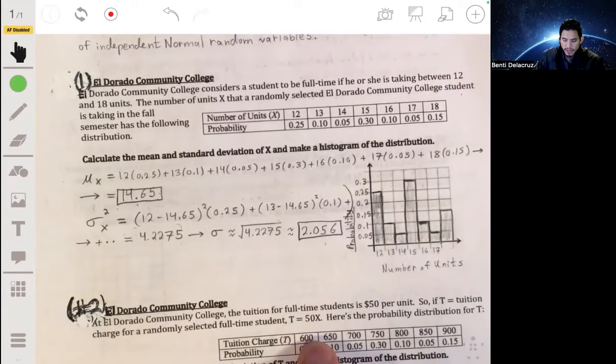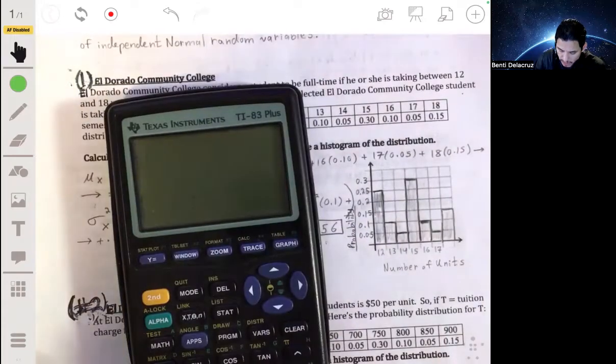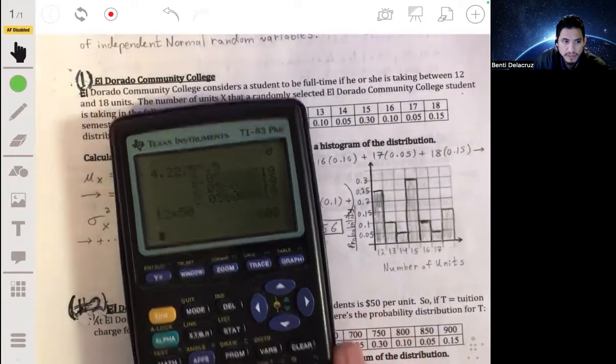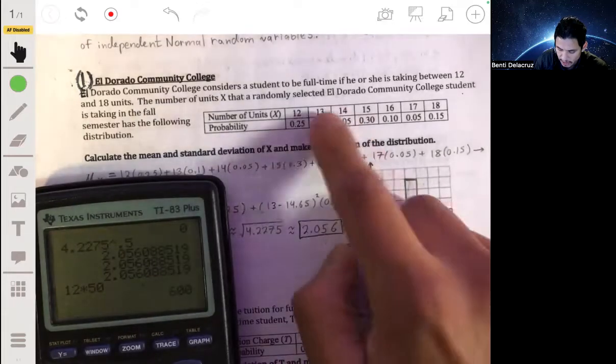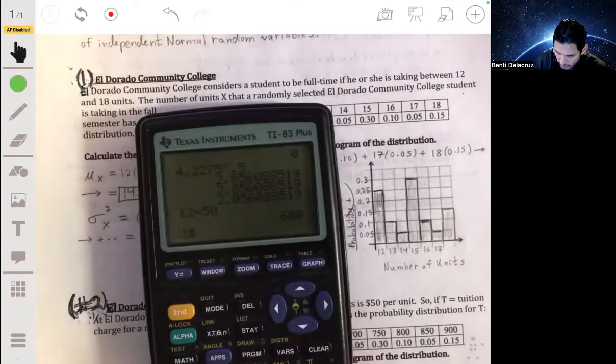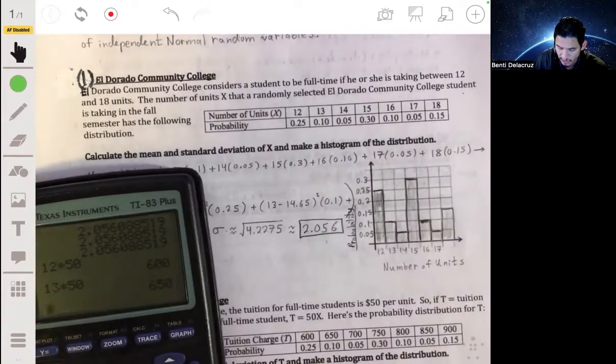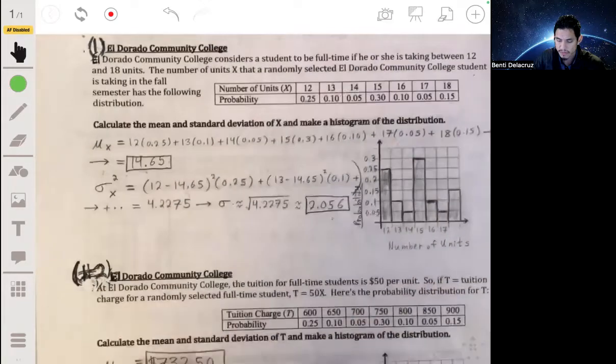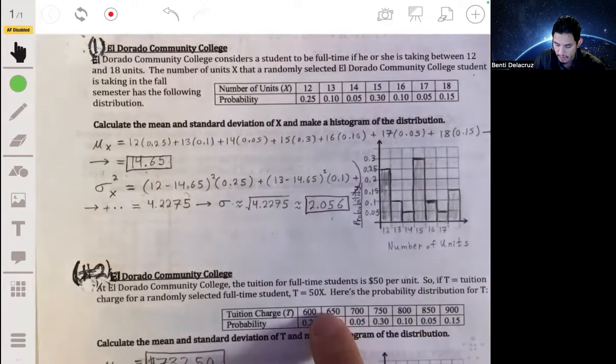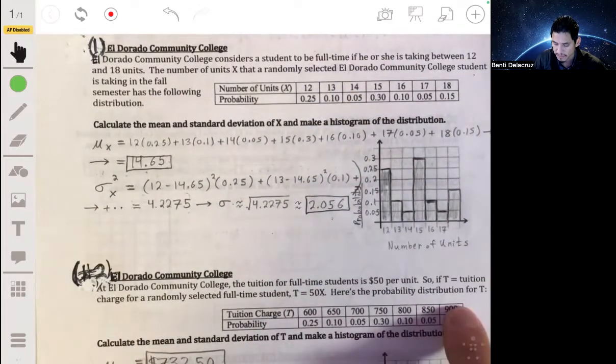Now, that's how you get these values. So 12 times 50 gives you 600. 13 times 50 will give you 650. 14 times 50 will give you 700, and so forth. So you're just multiplying these X values by 50, and you're going to get these T values.